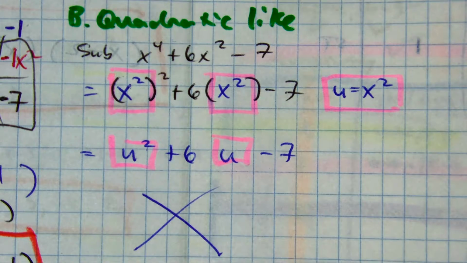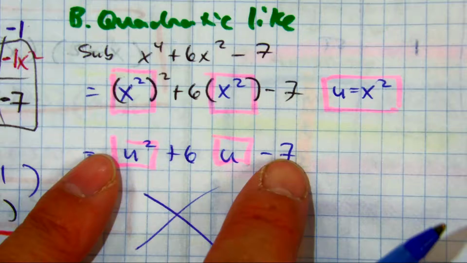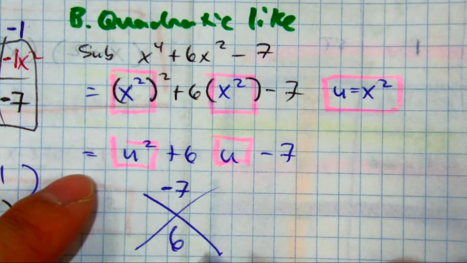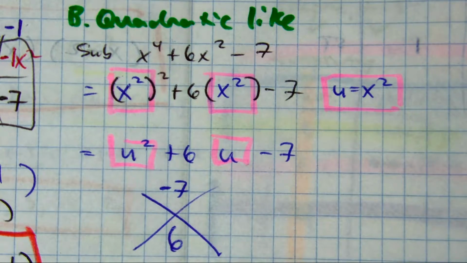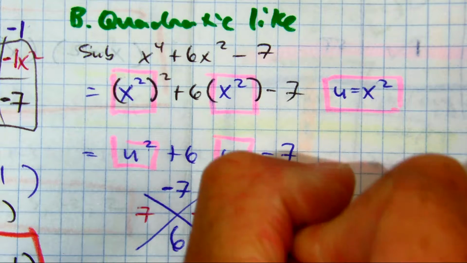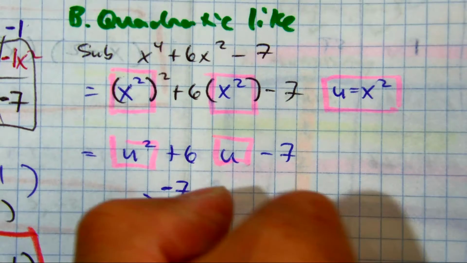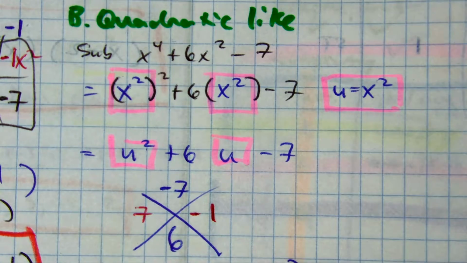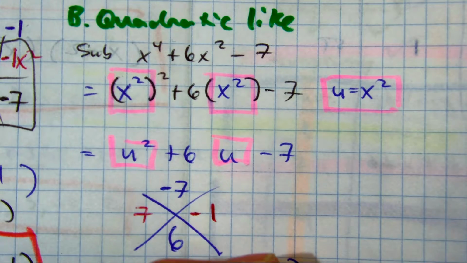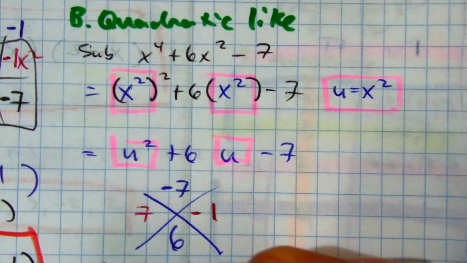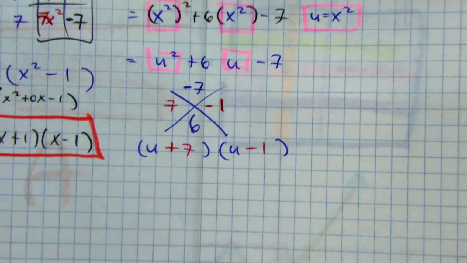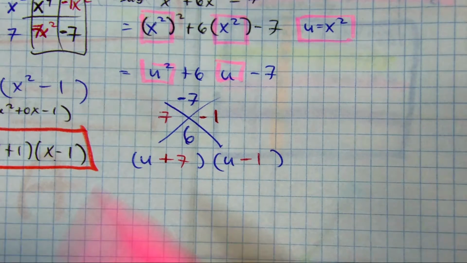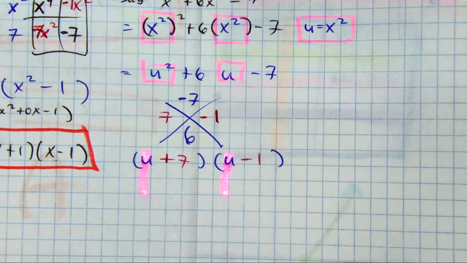Class, A times C, negative 7. Class, your B value. Our two numbers. Oh, we already did those numbers, didn't we? So then I put it back into my binomial. Class, what numbers do I put there? 7 and negative 1. Does it look like we're done with the problem? What's our u value? Now you put it back in.